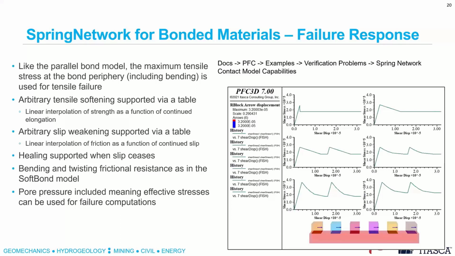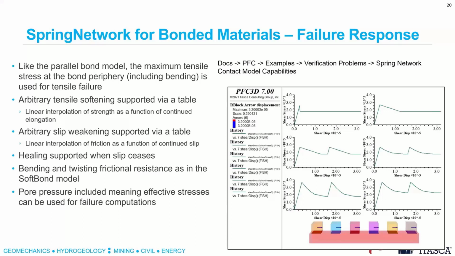Basically, it's like a parallel bonded material, so you calculate the maximum tensile stress at the bond periphery, which includes bending for the tensile failure. It also supports arbitrary tensile softening as a function of continued elongation through a table. So you can assign a tensile strength as a function of elongation after it reaches the peak tensile strength, which can go down. It can actually go up as well if you wanted it. So it can be a nonlinear stress-strain response after a value. And the same thing, there's arbitrary slip weakening that can be supported as well.